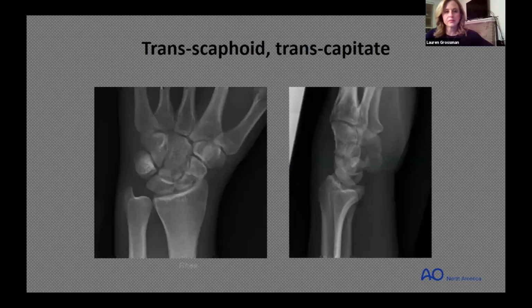Here's a picture of a transscaphoid transcapitate. So as we were talking about or showing you earlier, the capitate is rotated here 180 degrees, and you see the scaphoid fracture, and you could see here the capitate fracture. It's a little bit more challenging to see on the lateral here, but right over here is your capitate fracture.